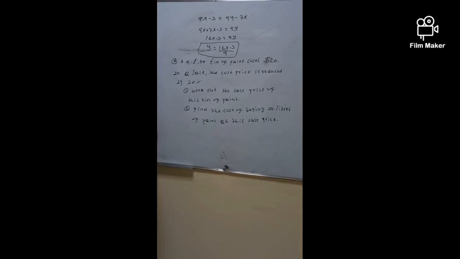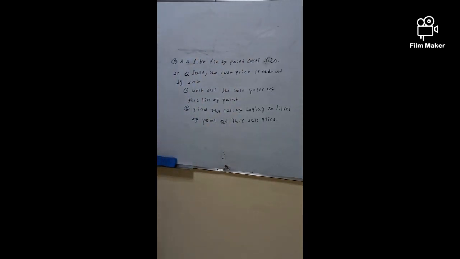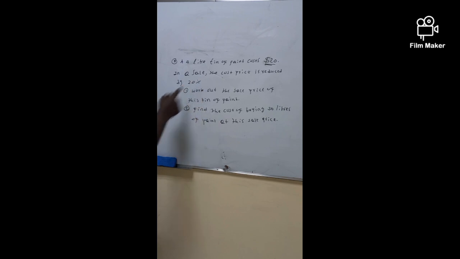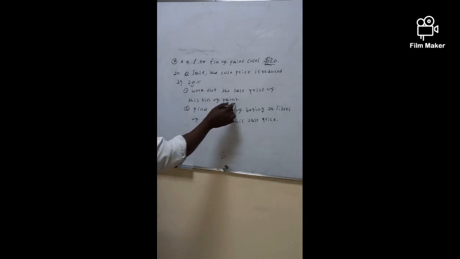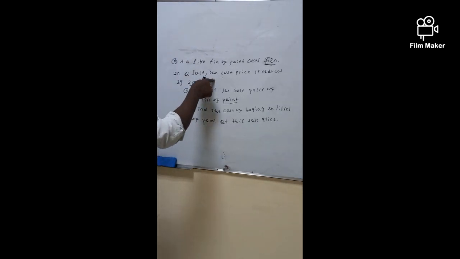Now the second problem. For example, a 4 liter tin of paint costs $20. In a sale, the cost price is reduced by 20%. So how are we going to work out the sale price of this tin of paint? First of all, you have to look at this: there is a reduction of cost.